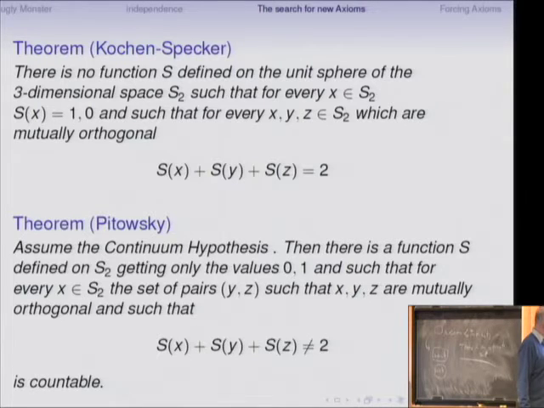You can do an assignment of the values. Actually, I misstated it. 0, 1, minus 1, so the squares, such that the failure of the equality that you expect happens only for every fixed x. It's only for countably many pairs of y and z.